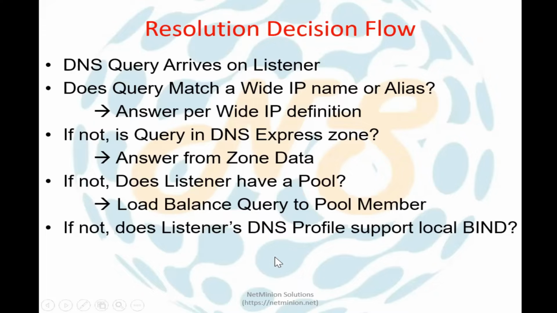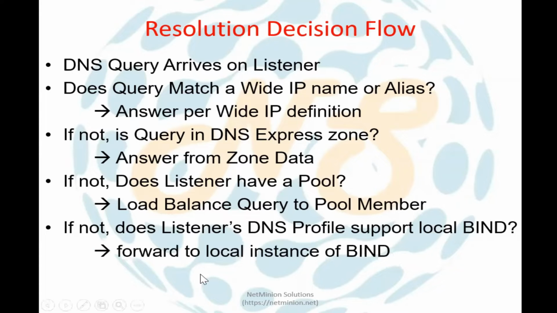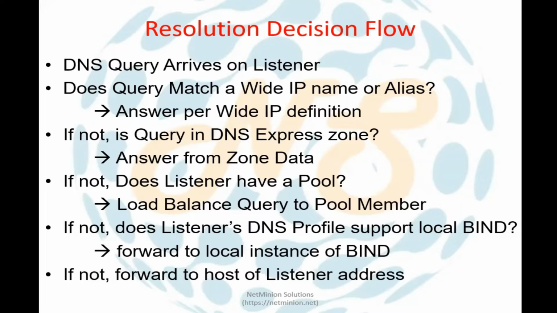Then you can configure the F5 to support a local BIND. That means your F5 can also act as a local BIND server, like we did on the Linux server. Remember? In the same way we can configure our F5, but that is not a good thing, but you can do it. So it will forward to the local instance of BIND. Even if that option is not available, then it will forward to the listener address, and it will act as a local resolver.